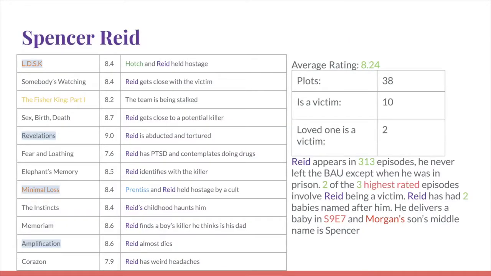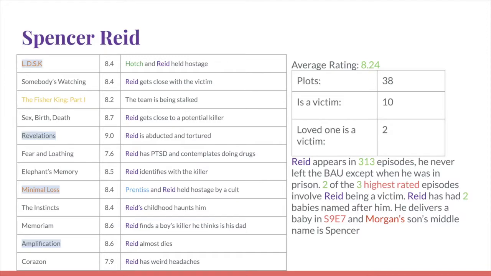Next we have Reid. Reid had the most plots with 38. He has 3 slides. He was a victim 10 times, and he had a loved one be a victim twice. He had the highest average rating with 8.24. He appeared in 313 episodes, and he never left the BAU except for when he was in prison. 2 of the 3 highest rated episodes involved Reid being a victim, and Reid has 2 babies named after him. He delivers a baby in season 9, episode 7, and Morgan's son's middle name is Spencer.